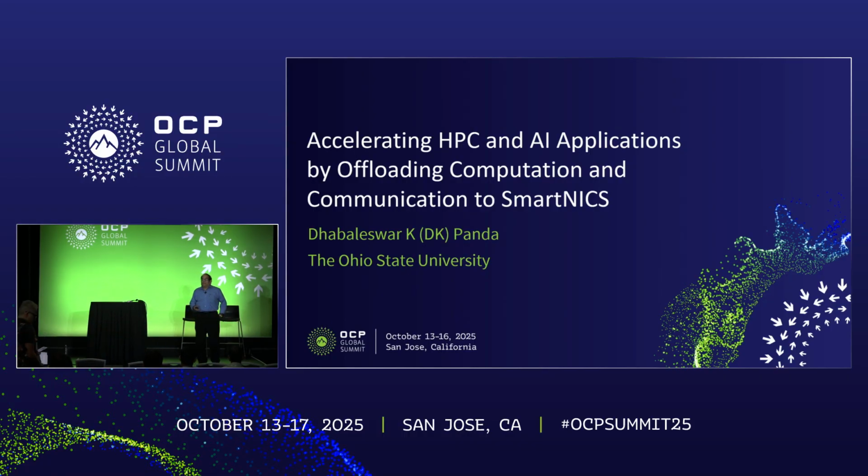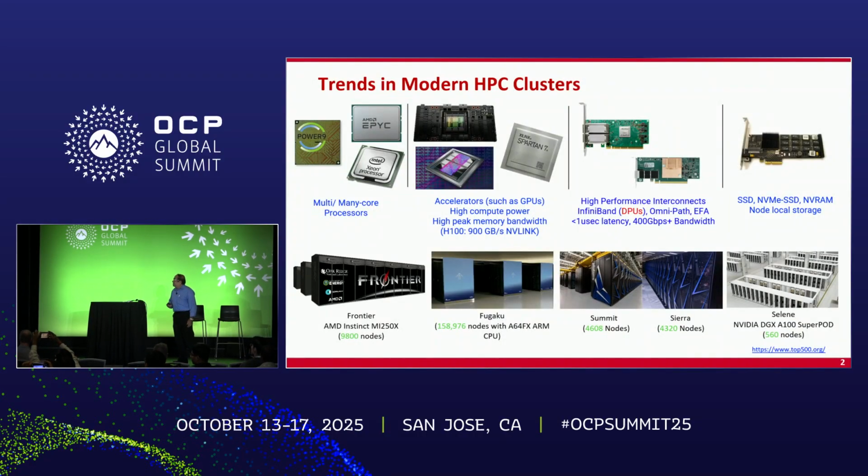It is a pleasure to be here and share some of the things we have been doing. The focus is on offload. As we heard in the introductory comments by Jason, there is a lot of work taking place, and a lot of different devices are coming up. The question is how do you really take advantage of those in the context of a common middleware or software. So, the title here is accelerating HPC and AI applications by offloading computation and communication to SmartNICs, and I am DK Panda from the Ohio State University.